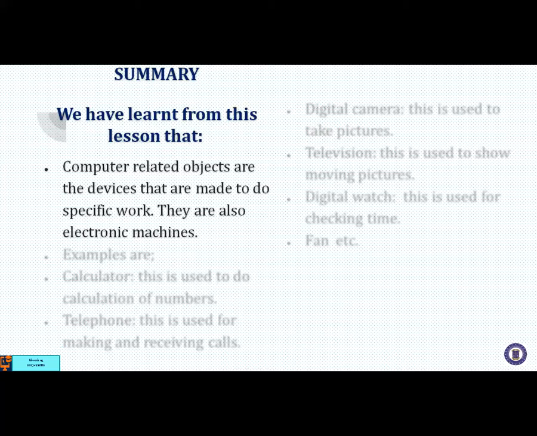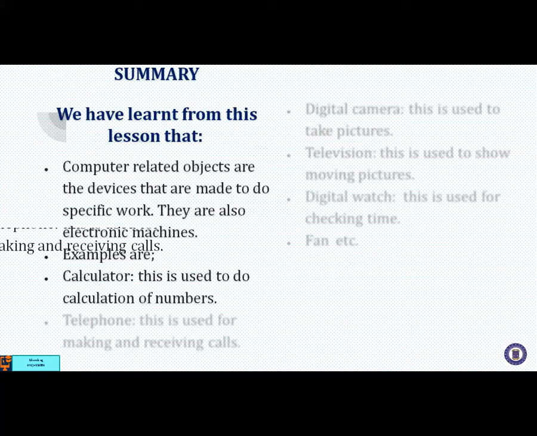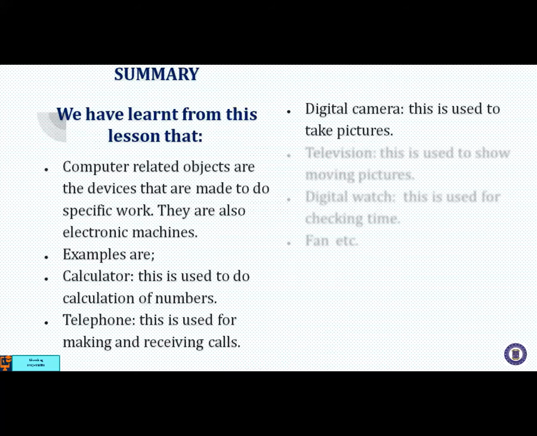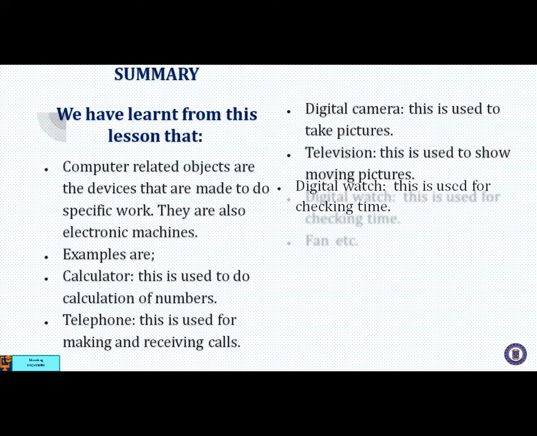Then we also mentioned many examples of computer-related objects such as a calculator for doing arithmetic calculations, a telephone for making and receiving calls, a digital camera for snapping pictures, a television for watching moving pictures, a digital watch for checking time, a fan for circulating air in the room or environment. So that is the summary of what we have learned today.